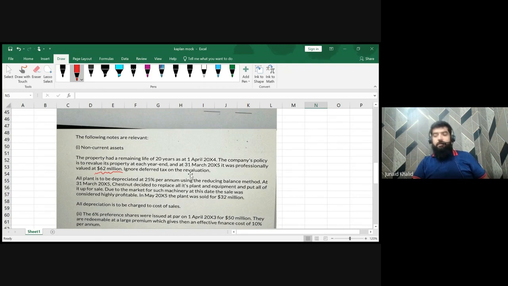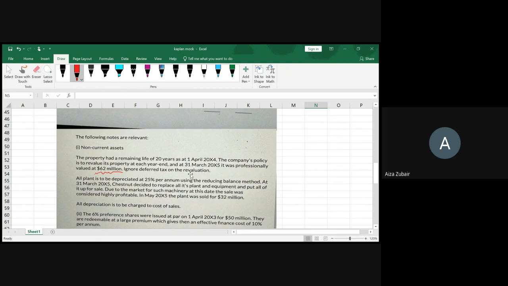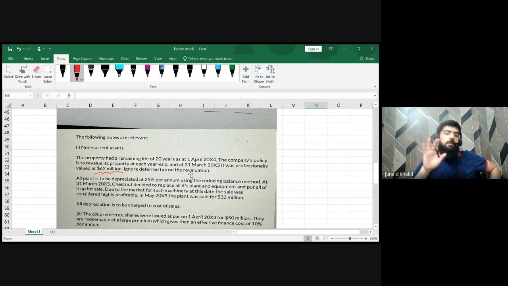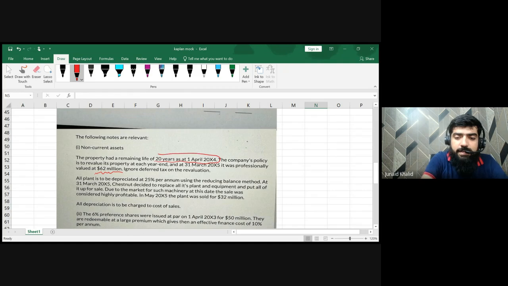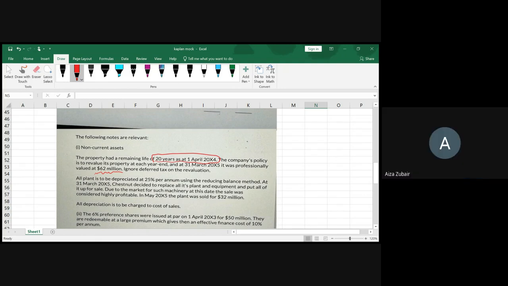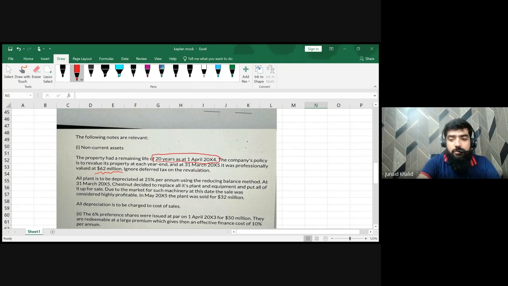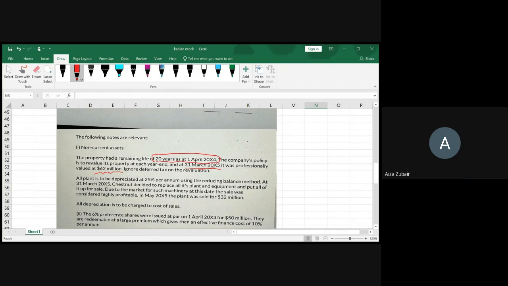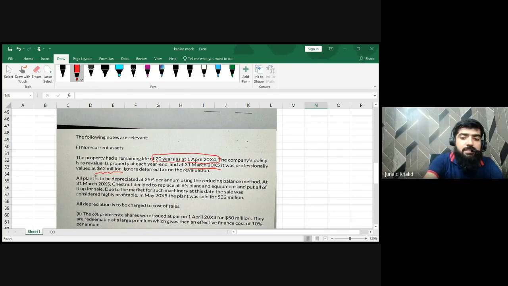Can you read this statement loudly? The property had a remaining life of 20 years as at, wait, slowly. The remaining life of the property is 20 years at the start of the year, right? Right. So it means at 1st April, the life of the property was 20 years. The company's policy is to revalue its property at each year end, right? Right. And at 31st March, so 31st March is the accounting year end? Yes. It was professionally valued at $62 million.